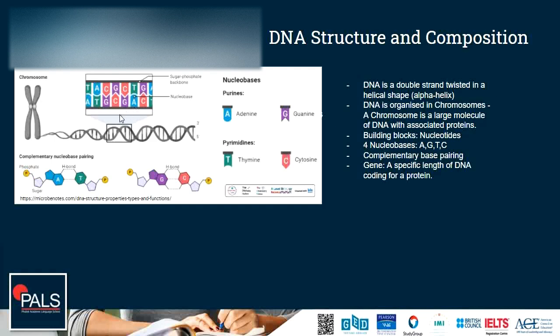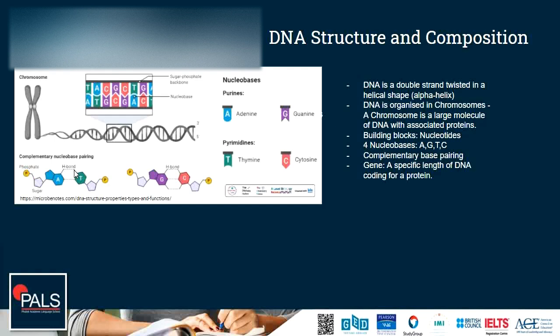The type of bonds that hold the two DNA strands together are weak bonds, so-called hydrogen bonds. They're not fully strong chemical bonds like covalent bonds or ionic bonds. They are a type of weak chemical bond, so-called weak force. In this case, hydrogen bonds. Hydrogen bonds are some of the stronger weak forces.